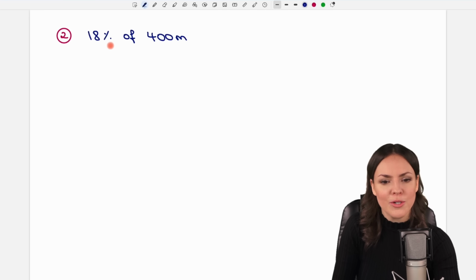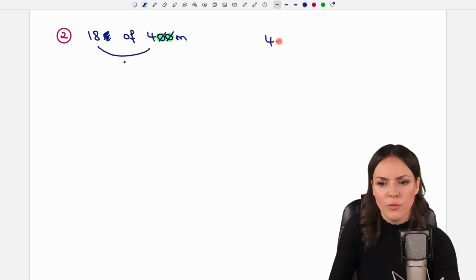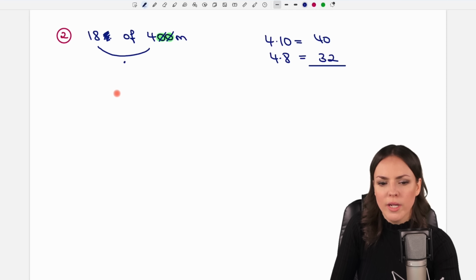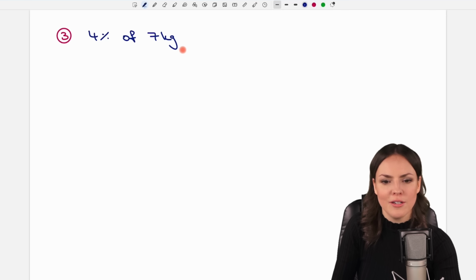Also here, 18% of 400 meters, we have 2 zeros. We know we can cancel these 2 zeros by this percent sign, and then we just multiply these two numbers. So 4 times 18, we can do 4 times 10 if we can't do it immediately, and then 4 times 8, and then we have 40 and 32, and if we add these two, we get a result of 72 meters here. So it's all good if you have 2 zeros.